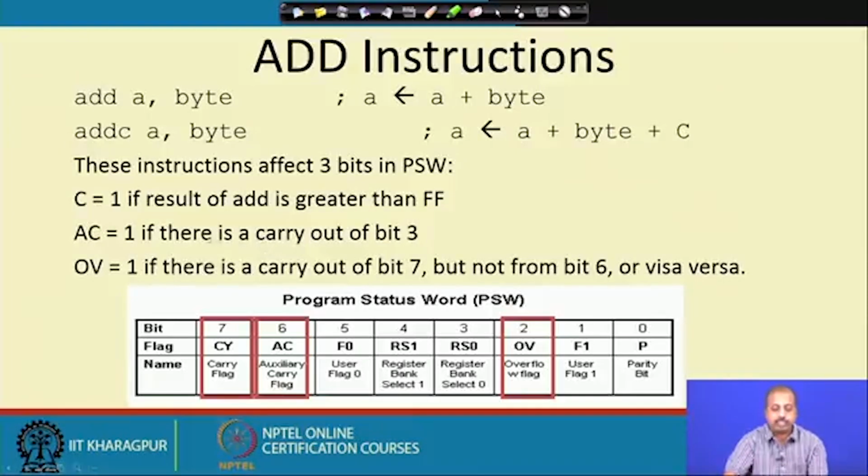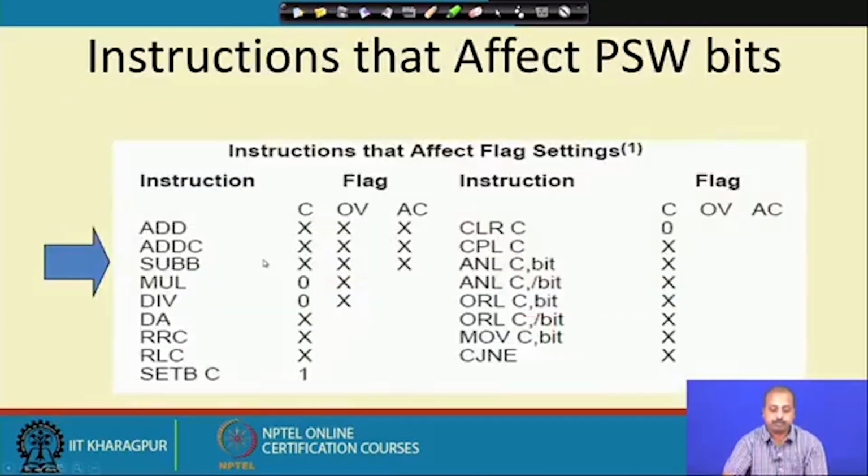The auxiliary carry will be 1 if there is a carry from bit 3 to bit 4. Okay. So, if there is a carry after the nibble, then this bit will be set to 1, and the overflow will be set if there is a carry out of bit 7, but not from bit 6, or vice versa. So, these are the instructions that will affect the PSW register, like ADD affects carry, overflow and auxiliary carry, ADDC again affects all of them.